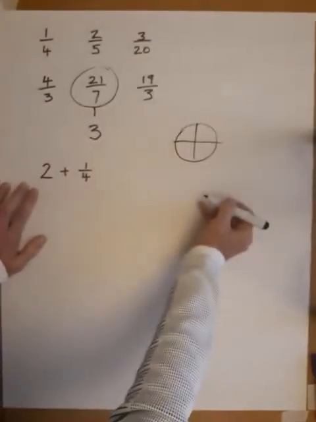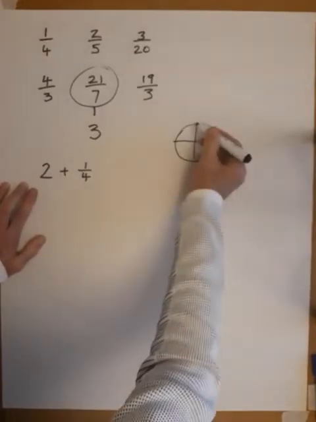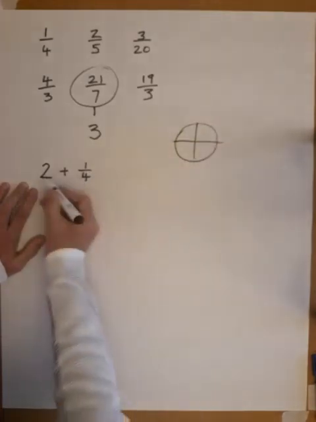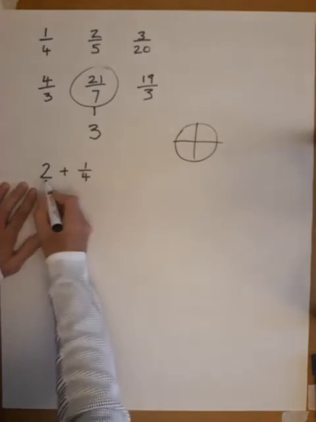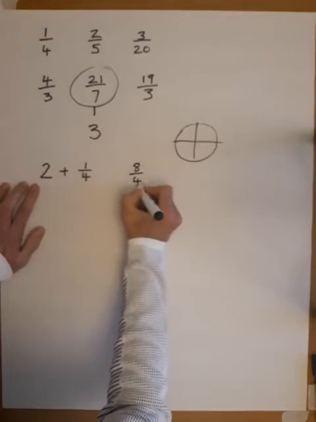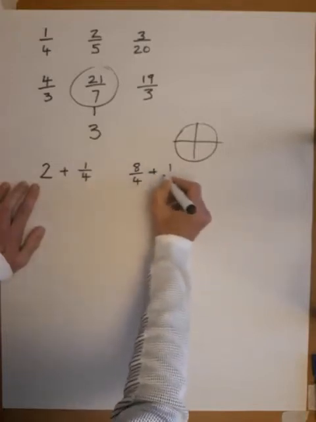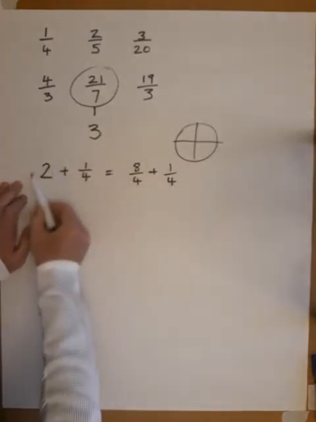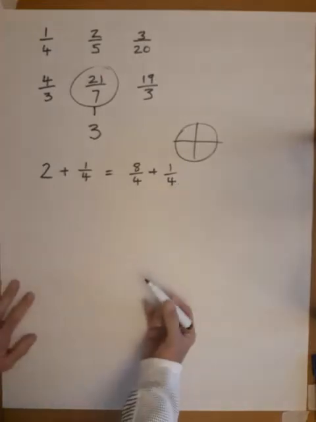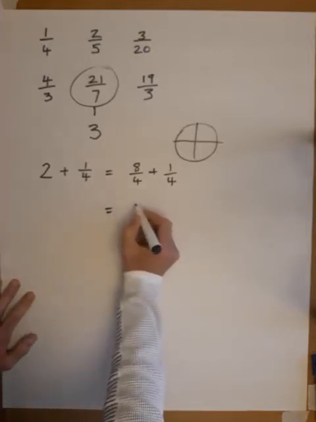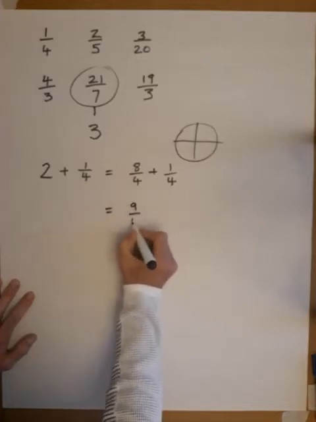There's a pizza. I've cut it into quarters. 1 pizza has 4 quarters, so 1 whole unit has 4 quarters. 2 will have 8. So this is the same as 8 quarters plus 1/4. So hopefully that makes sense. So we can deal with a whole number by doing that. Okay. You could, of course, if you'd like, finish that off and you would end up with 9/4.